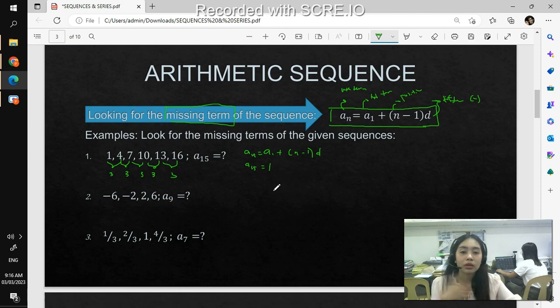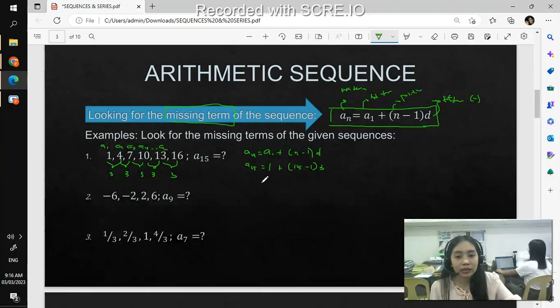Okay, before we jump into the next part, let me just show you. A sub 1 here denotes the first term. A sub 2, that's the second term. A sub 3, that's the third term. A sub 4, that's the fourth term, and so on until a sub n. Now we have here plus n, that gives us 15, minus 1, times our common difference, which is 3. Take note that whatever the value of n on the left side should be the same on the right side as well.